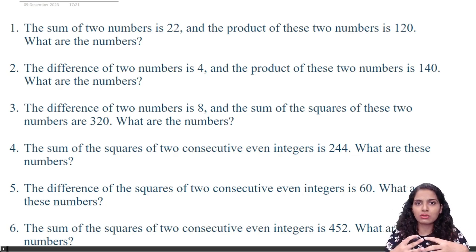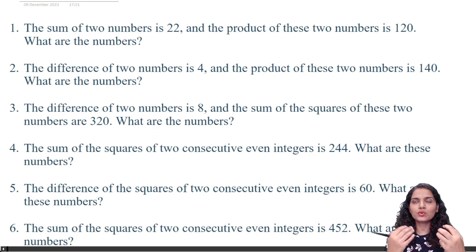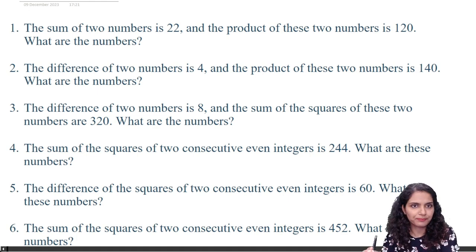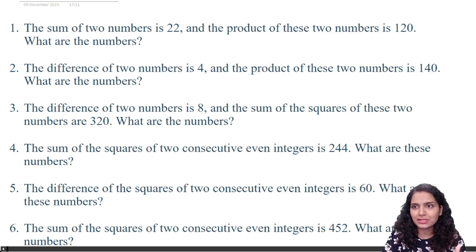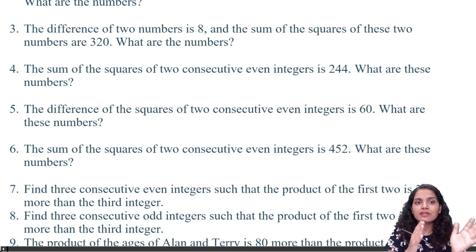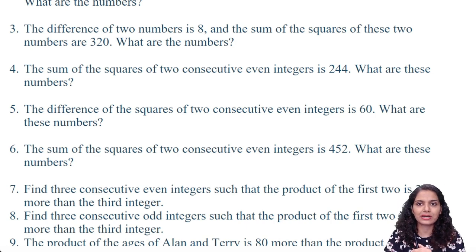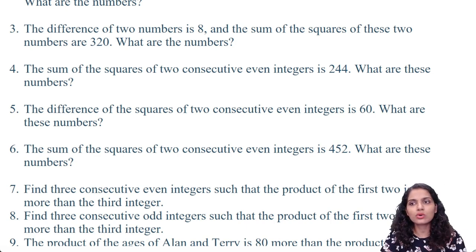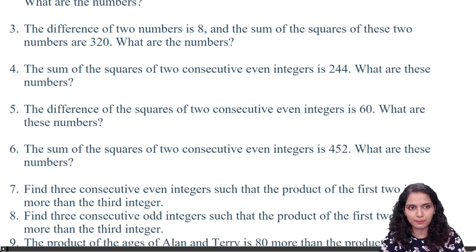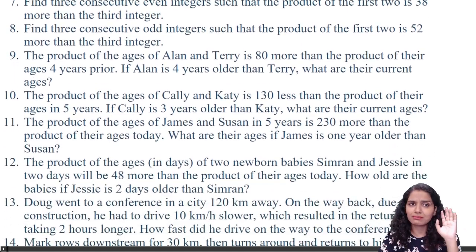All the questions that you will be seeing here will be word problems. For example, one type of question is where you have to add the digits and you get a number, like the sum of two numbers or the difference of two numbers, in question numbers 1 and 2 itself. See question number 3: the difference of two numbers is 8, and the sum of the squares of these two numbers is 320. Such questions also come in the NCERT or CBSE paper. Questions 6, 7, 8 are on that.